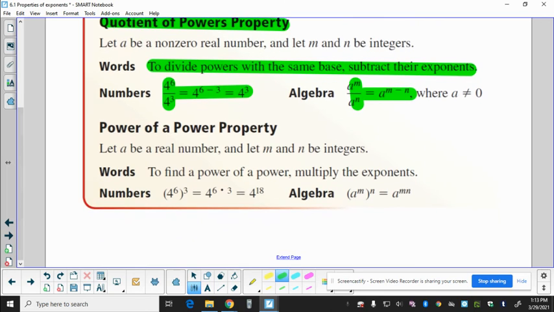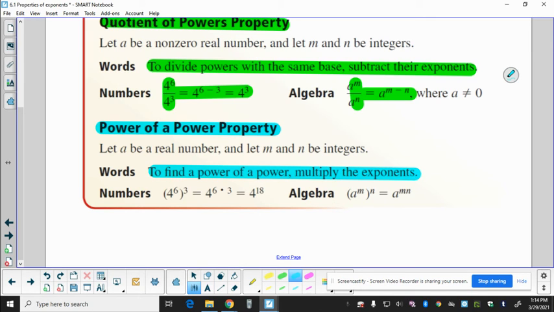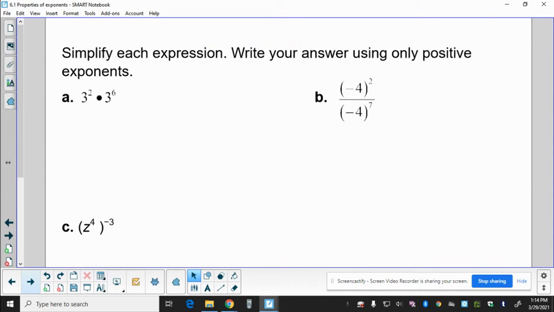And then finally, the power of a power property. If you have that situation, you actually multiply the exponents together. Here it is. And there's the example. Okay, so let's try to put all of this into practice now. Okay, there's 3 problems right there.